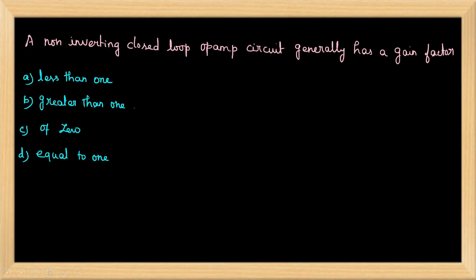A non-inverting closed loop op-amp circuit generally has a gain factor of. The gain of non-inverting operational amplifier is 1 plus RF divided by RA. So it is clearly visible that it will be greater than 1.